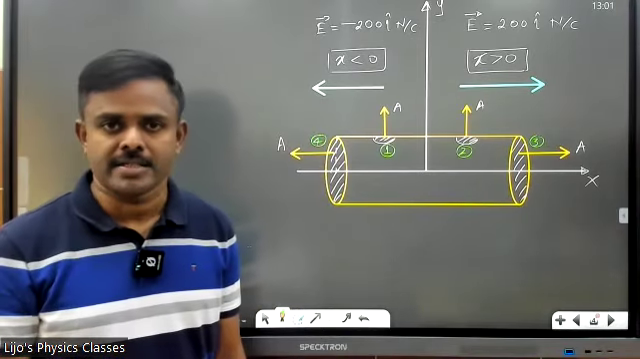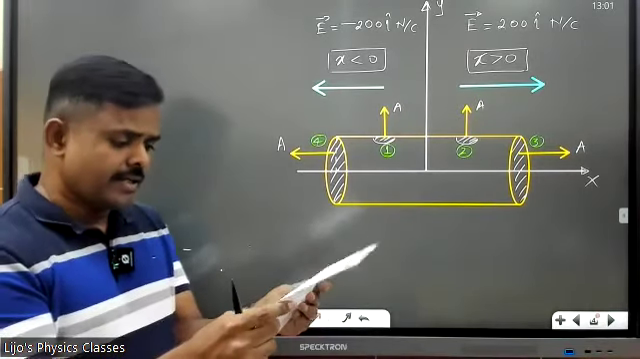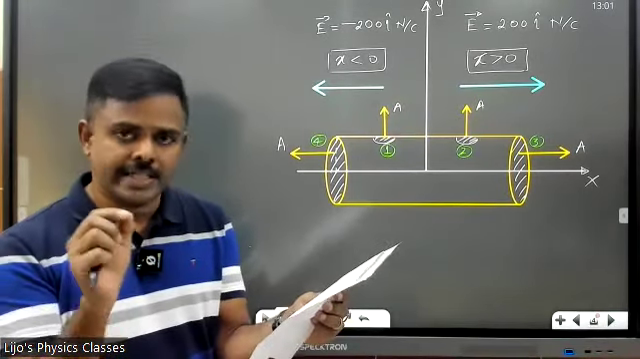I'm going to calculate the flux. There is something else given in the question. Where is the cylinder? A right circular cylinder, let's complete reading.